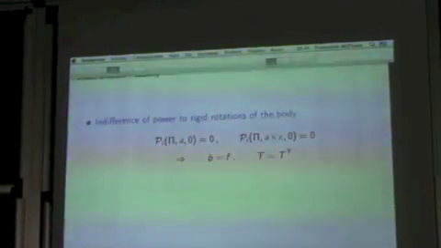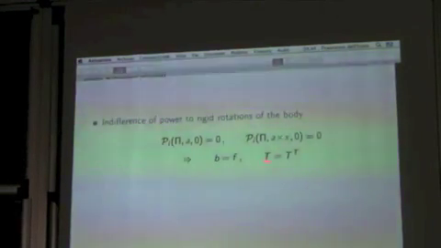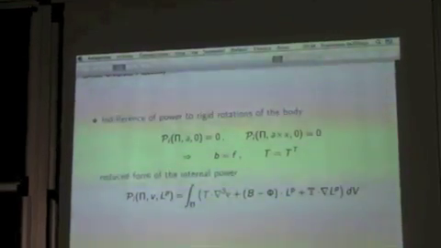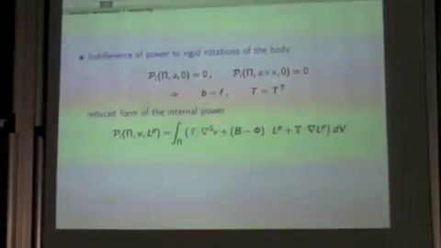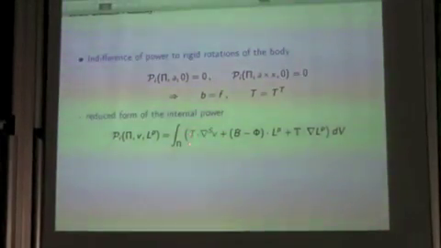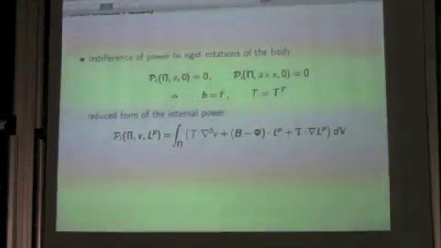So we have the same conclusions as in classical continuum mechanics. B equal to F and T should be a symmetric tensor. So if we write the power, here we can put the symmetric part of V because T is symmetric, and then we have this part here.